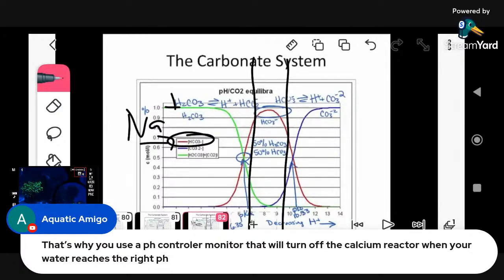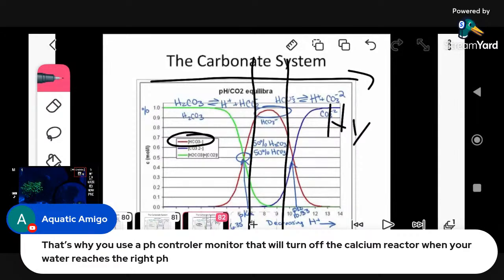Sodium bicarbonate. All that means is that there's a sodium in there. I'm just giving you an example of carbonate. So anyways, let's say you dump in carbonate. Let's say you just increase the pH with just kalkwasser. A hydroxide. You need to add a strong hydroxide.